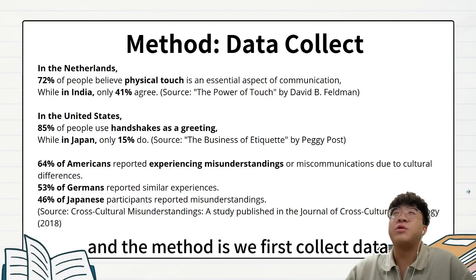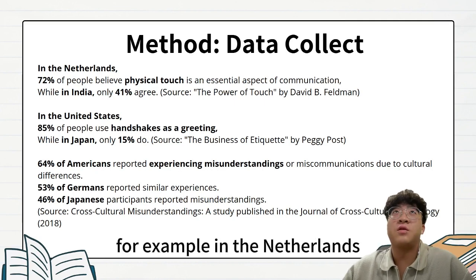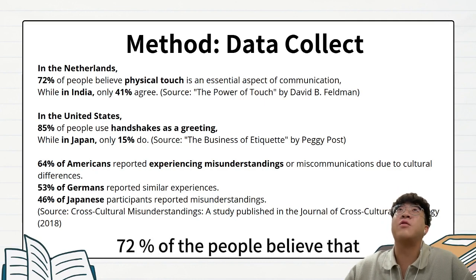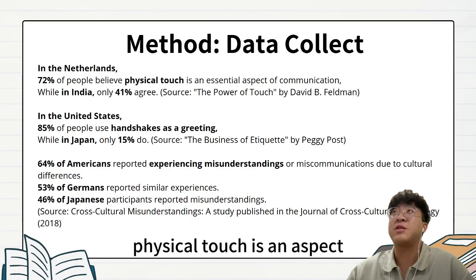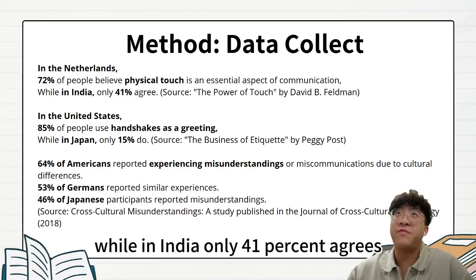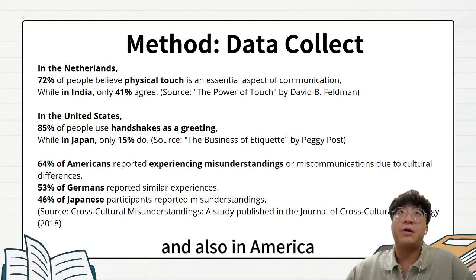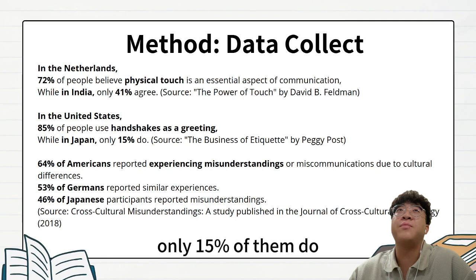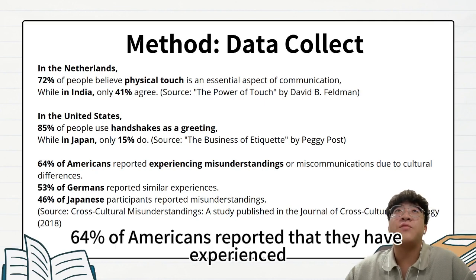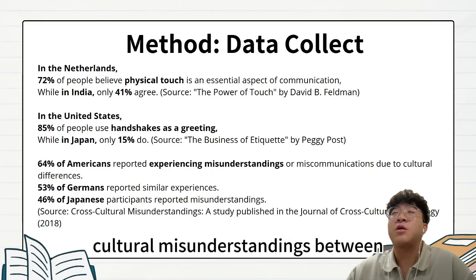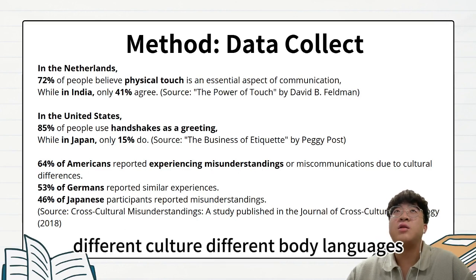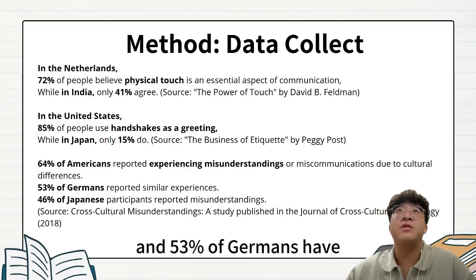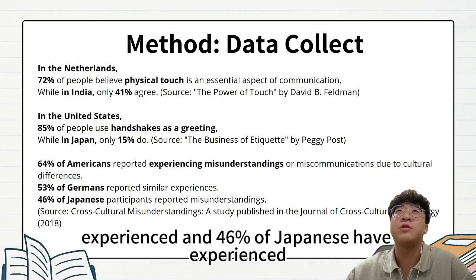And the method is we first collect data. For example, in the Netherlands, 72% of the people believe that physical touch is an aspect of communication, while in India, only 41% agree. And also in America, 85% of people use handshakes as a greeting, but in Japan, only 15% of them do. Also, 64% of Americans reported that they have experienced cultural misunderstandings between different cultures and different body languages, and 53% of Germans and 46% of Japanese have experienced the same.